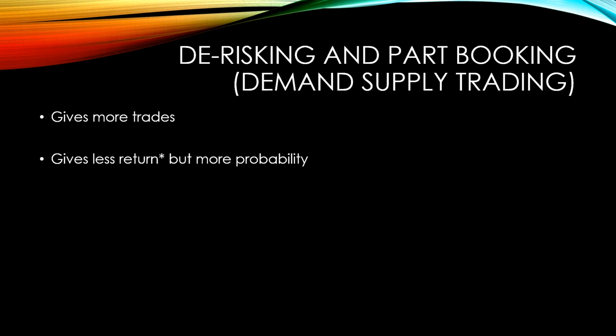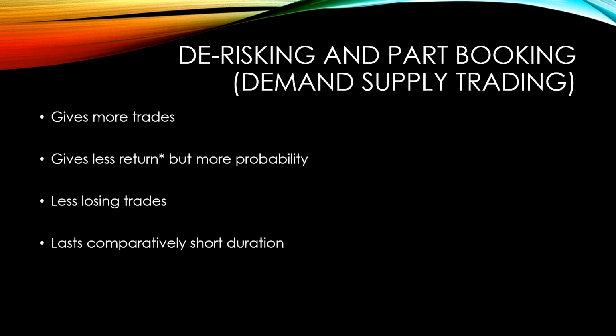In this style of method where de-risking and part booking is done, it gives more trades but return is less and probability is very high. So both kind of trades are very useful. One should find out which is useful for them. And with options, both kind of trades are possible. The losing trades are less in this method because there is part booking done, so risk reduces and even if stop loss hits, there is no loss.